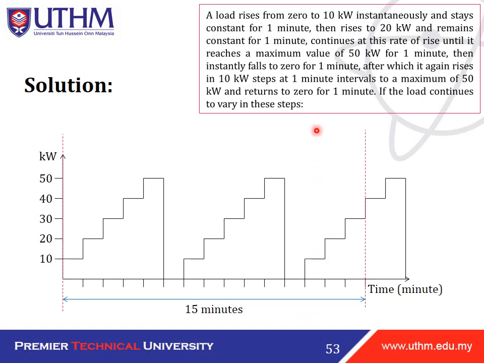We need to draw the load rise. So it said that a load rise from 0 to 10 kilowatt hour instantly stays for 1 minute. So this is 10 kilowatt hour, and then this is 1 minute, and then rise to the 20 kilowatt hour, also stay for 1 minute, continue this rate of rise until 50. So this is 50 kilowatt, and then instantly falls to 0 for 1 minute. So falls to 0 here. So this pattern is continue. So we can calculate from this graph the demand for 15 minutes.